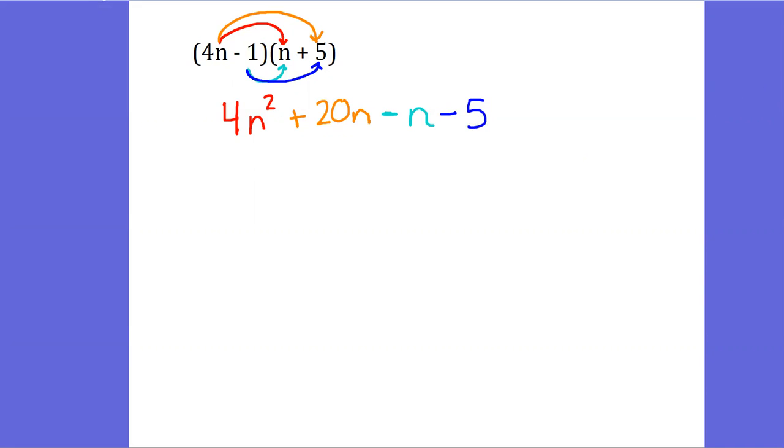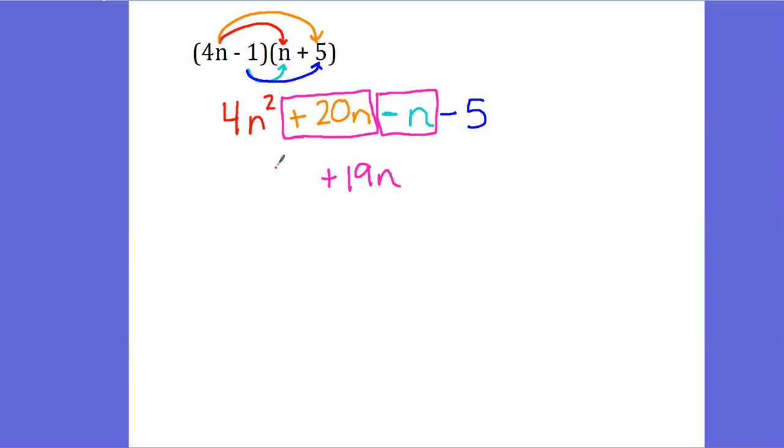We do not want to stop there. We have a pair of like terms. We have a positive 20n and we have a negative n. Those can be combined. If you think of this in the long form, positive 20n is like 20 n's added together, n plus n plus n, 20 of those n's, and then take away one of those n's. What are you left with? Well, you're left with 19 n's. So those two like terms combined would give you plus 19n.